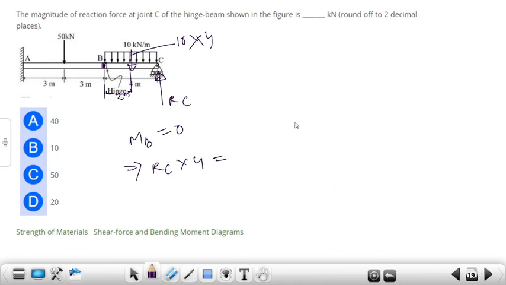So the clockwise moment on the right is 10 into 4 into 2. So RC will be 20. So option D is the correct answer.